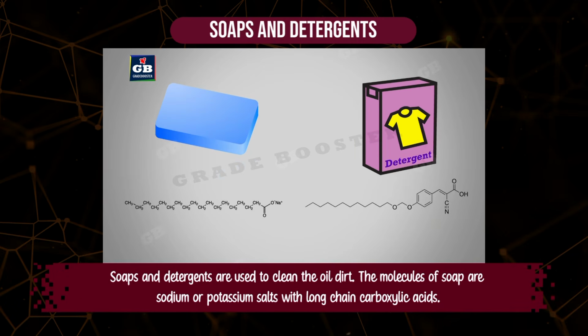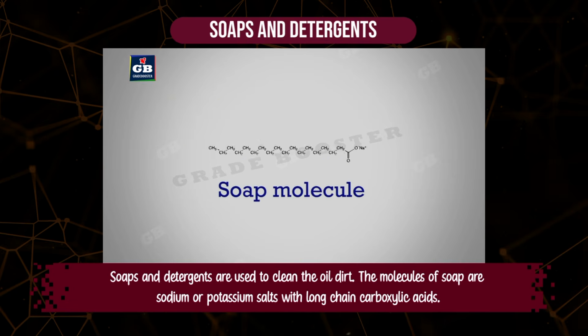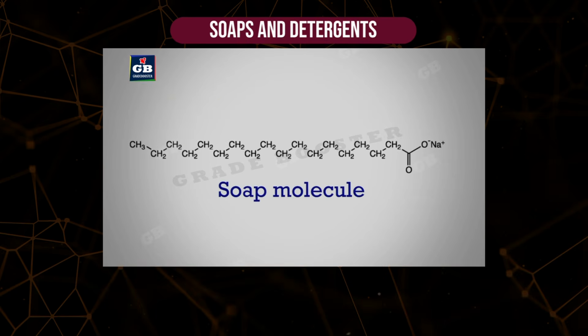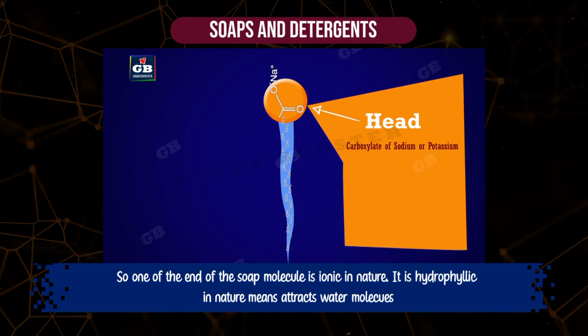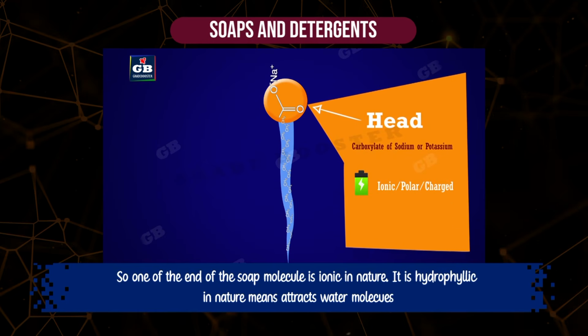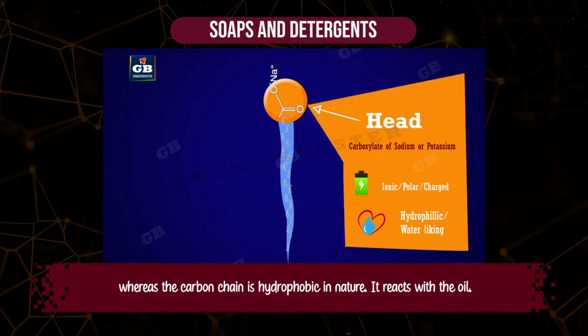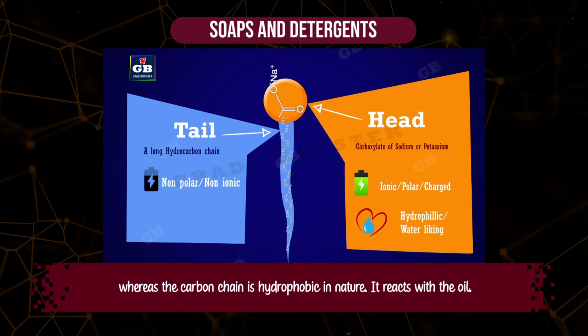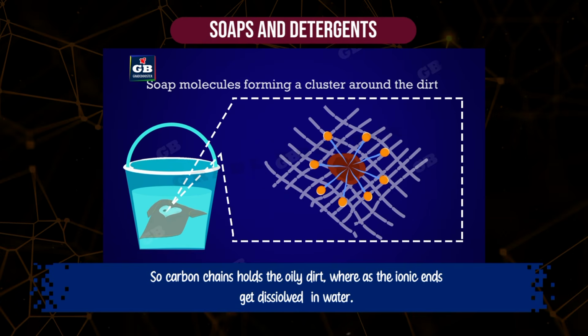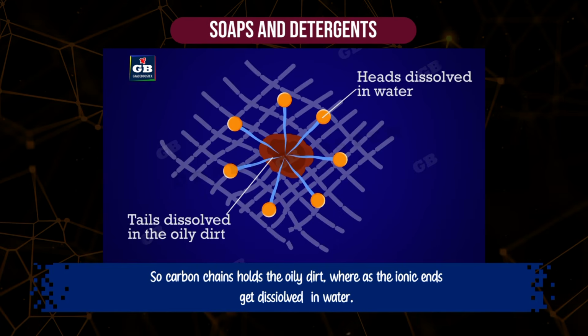The molecules of soap are sodium or potassium salts of long-chain carboxylic acids. So, one end of the soap molecule is ionic in nature. It is hydrophilic in nature. That means it attracts water molecules. While the carbon chain of the soap molecule is hydrophobic in nature, meaning it attracts the oil. So carbon chains hold the oily dirt, whereas the ionic end gets dissolved in water.